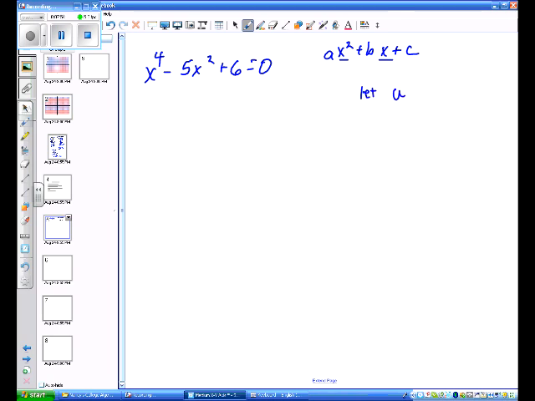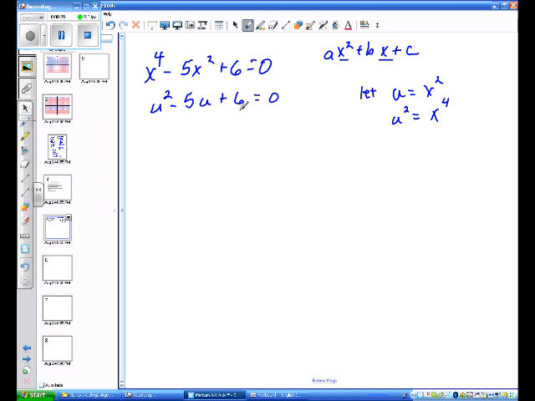let's let u be equal to x squared. We're just going to pick a whole different variable. We're going to let that be equal to the x squared. Now, if we squared both sides, we'll get u squared, and x squared squared is x to the 4th. If we just simply took this and squared both sides, and so there's our x to the 4th. So what we can do is for x to the 4th, we'll substitute in u squared. For x squared, we'll substitute in u, plus 6 equals 0.